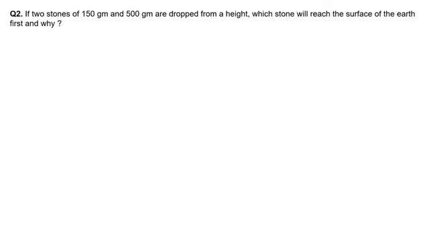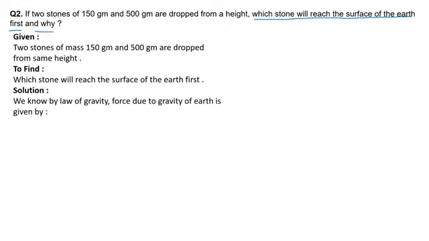Now, if two stones of 150 gram and 500 gram are dropped from a height, which stone will reach the surface of the earth first and why? I think both of the stones will reach at the same time. Okay, isn't it? We have done this. We have taken the example of a feather and coin and paper.